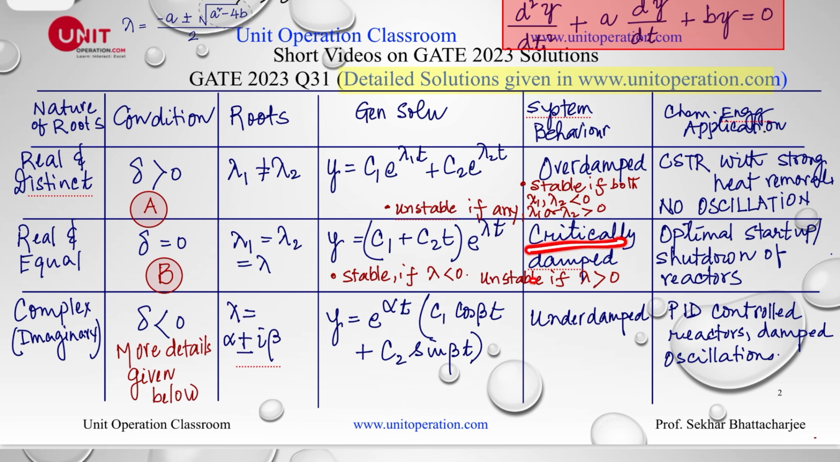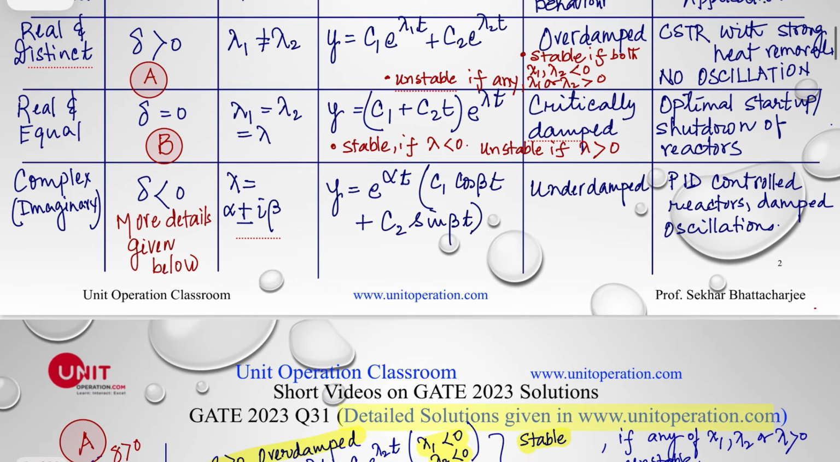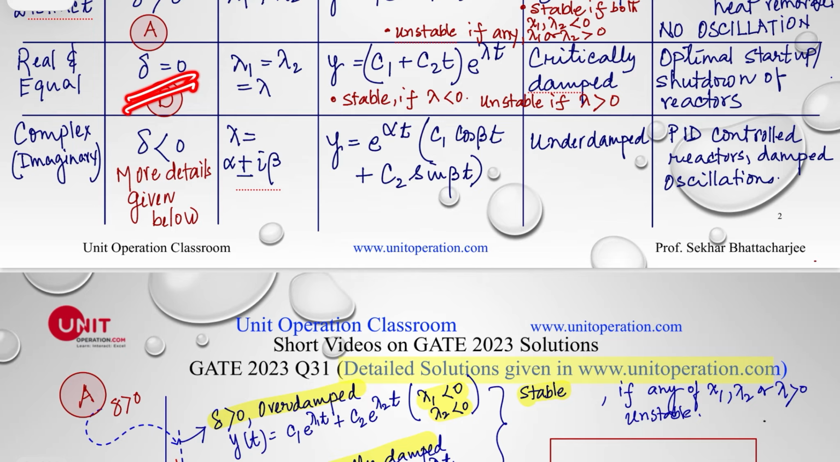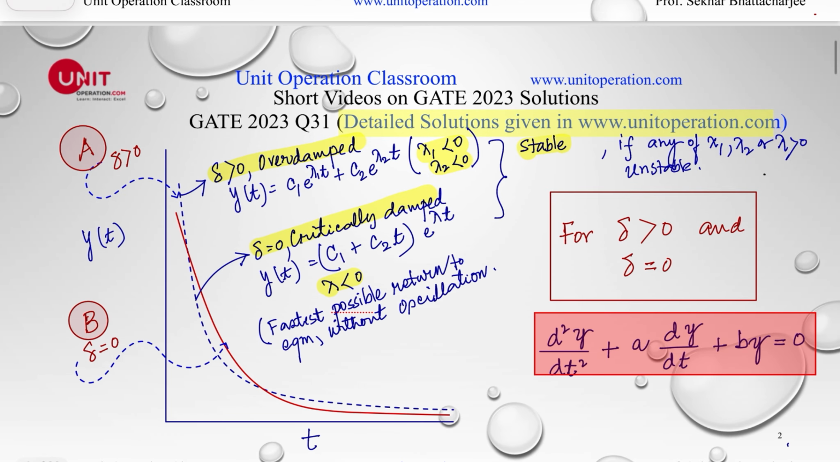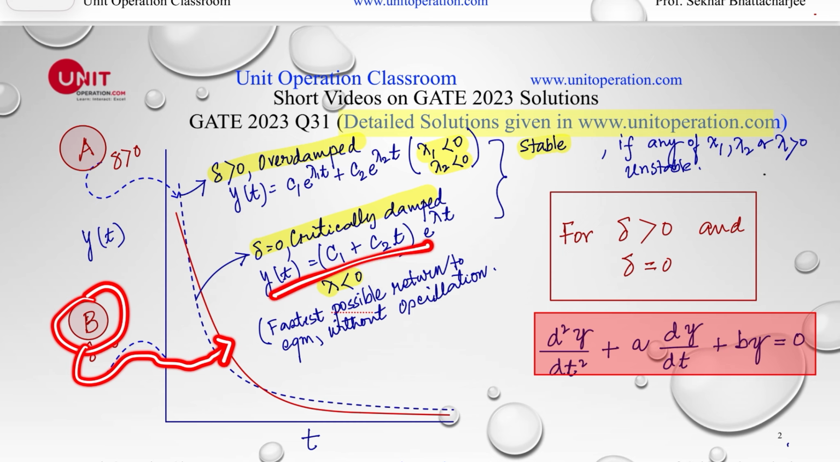This is called critically damped systems, and there is also optimal startup or shutdown of the reactors. We encounter situations like that if we do the modeling. So how does the curve look for this case? The curve B is something like this. So it goes this way, and this is B. This is my B, which is this one right here.